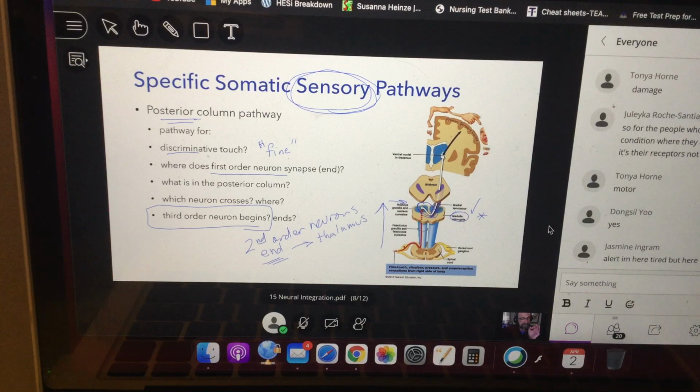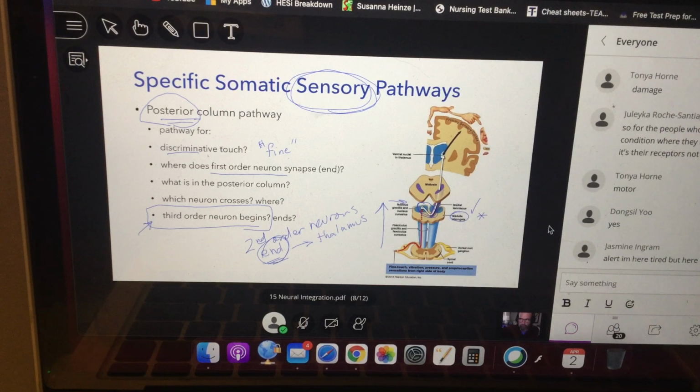They don't all begin in the same place. This posterior, the second order, begins in the medulla, but they all end in the thalamus. All of them, from page 181 all the way over through page 183. They all end in the thalamus, okay? Look.